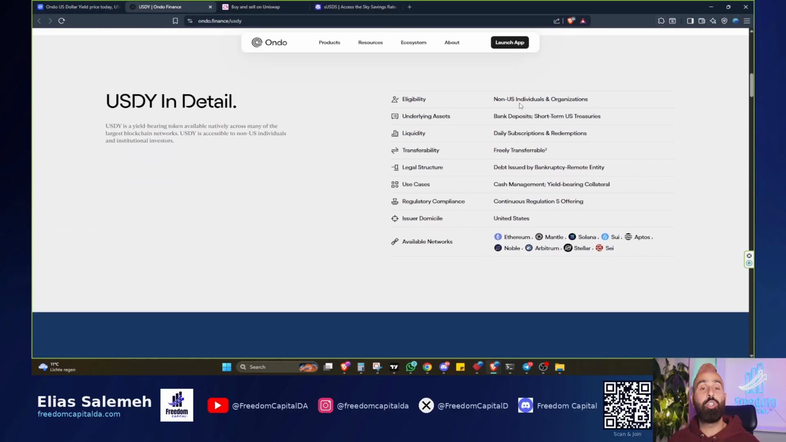Eligibility: non-US individuals and organizations. So if you are a US individual, you're not allowed to hold this token, obviously, because there is no proper regulation yet in the US. Passing yield directly from treasuries to the holder is not yet allowed in the US. There are a lot of rules coming out right now, but the Clarity Act, which is the act that will legitimize all of this activity, is not yet enacted into law. Therefore, US individuals are not entitled to hold these kinds of tokens.